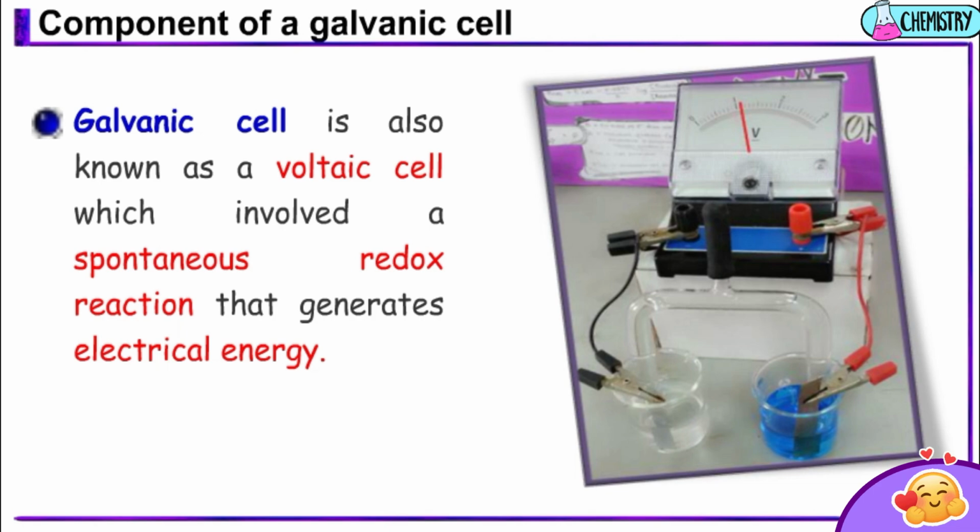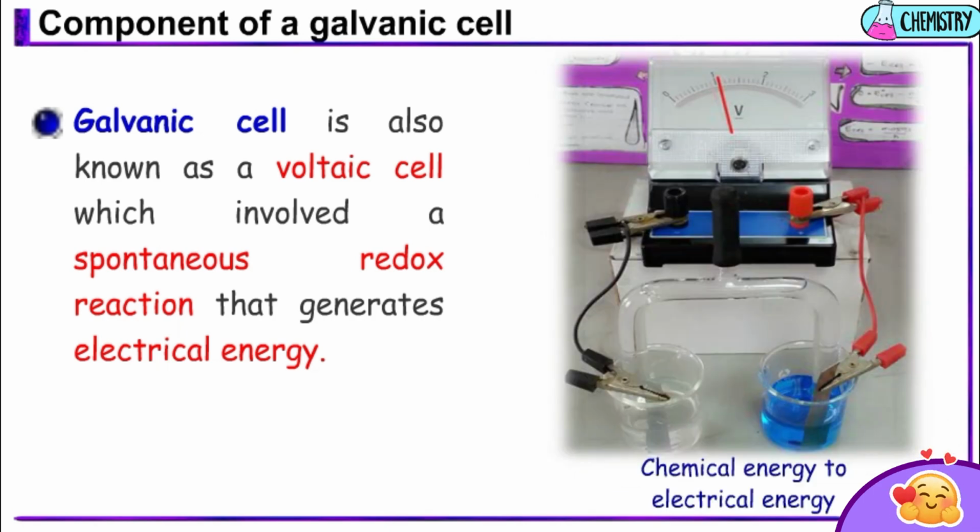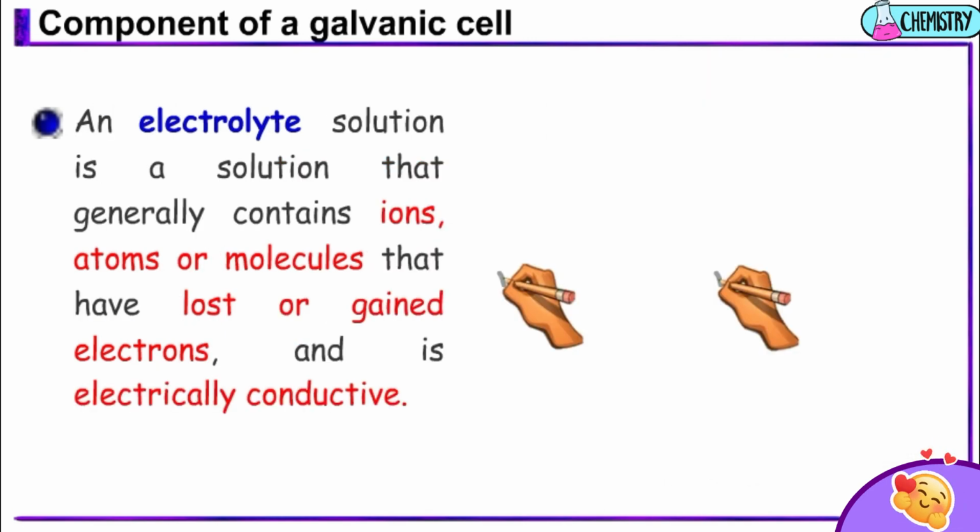A galvanic cell is also known as a voltaic cell, which involves a spontaneous redox reaction that generates electrical energy. To understand how a redox reaction occurs in a galvanic cell, let us start with a simple cell that is readily made in the laboratory.